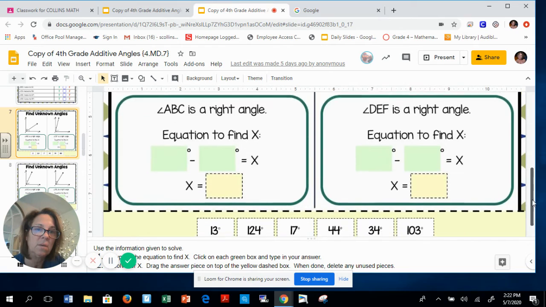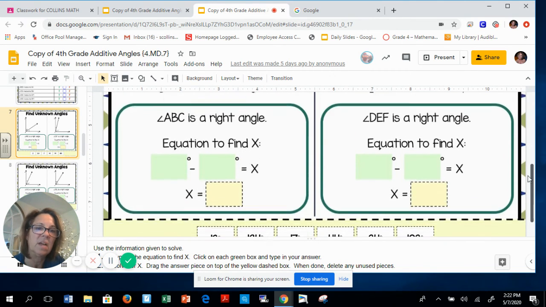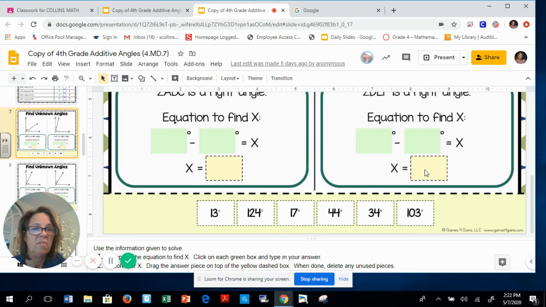If I go down here, the equation to find this would be, I know it's a 90-degree angle. I'm going to take away this 77, which will give me my answer right here.